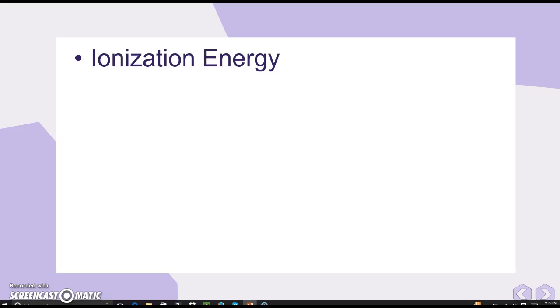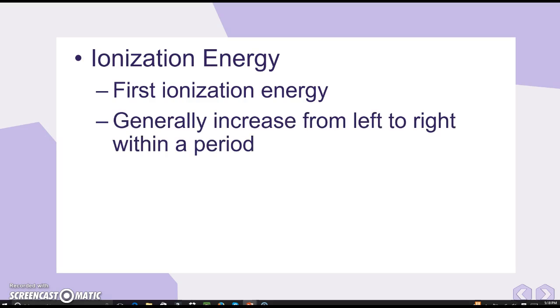Ionization energy. Well, what is ionization energy? Basically, when we're talking about first ionization energy, you're trying to remove an electron from an atom, and it's the energy required to do that. Because in order to remove an electron, I have to add energy to the atom for it to leave. So first ionization energy is that first electron that we're going to remove from the atom. So we're forming a positive ion here.